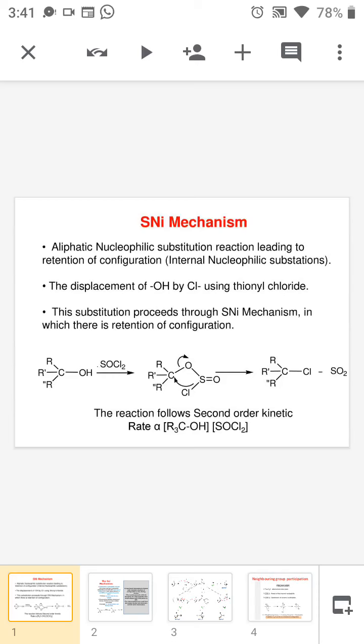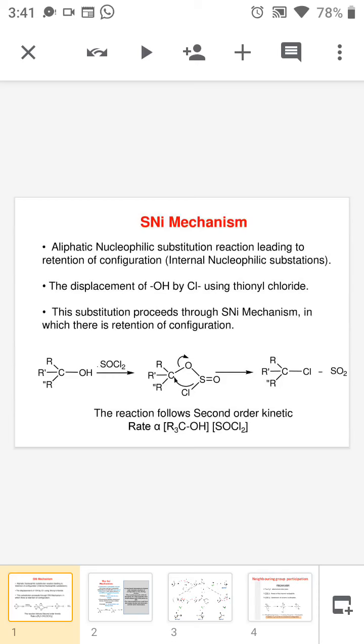Afternoon everybody. Today we will discuss the next topic, that is the SNi mechanism. In the last class we have studied the SN1 mechanism and SN2 mechanism. In the SN1 mechanism we obtain a retention of configuration, whereas in the SN2 reaction we obtain the inverted product.